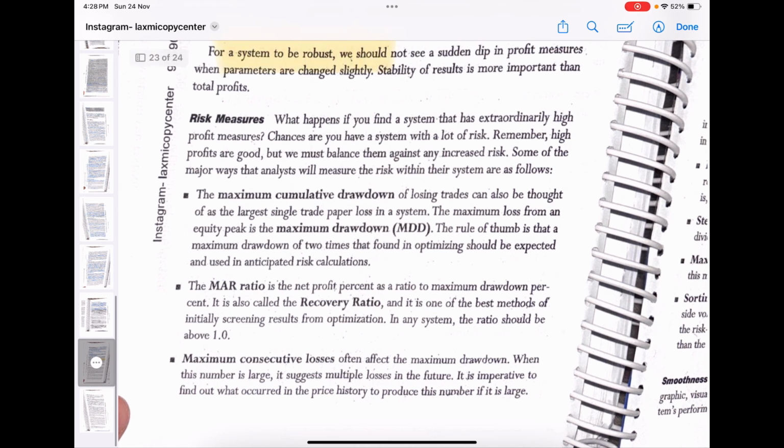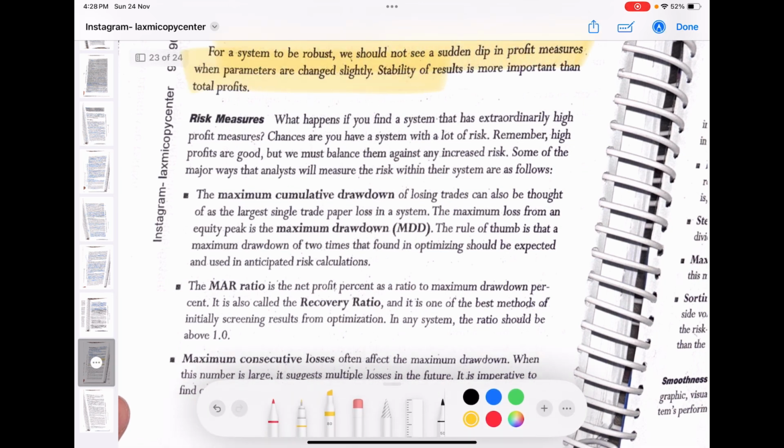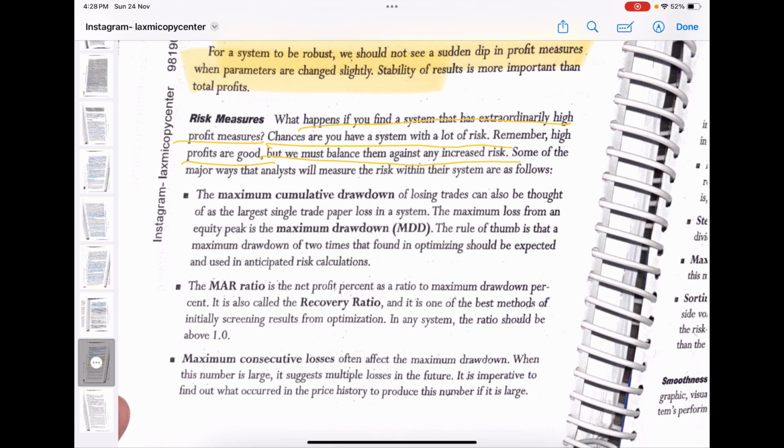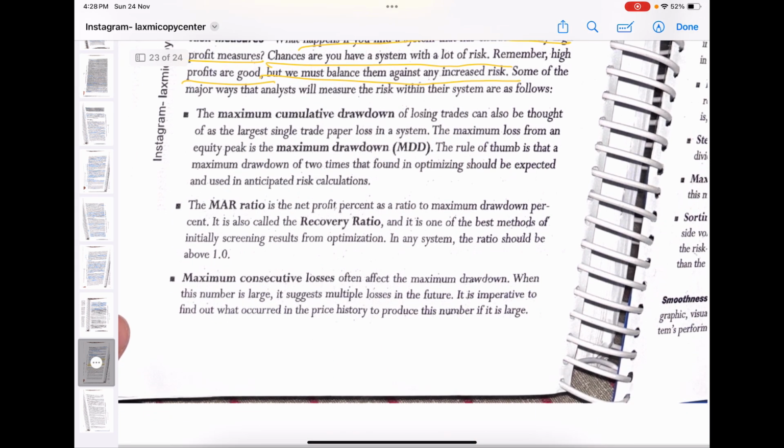For a system to be robust, we should see a sudden dip in profit measures. Okay, so what are the risk measures? If you find a system that has extraordinarily high profit measures, chances are your system has a lot of risk. High profits are good, but we must balance them against an increased risk. So let's talk about the major ways that analysts will measure the risk.